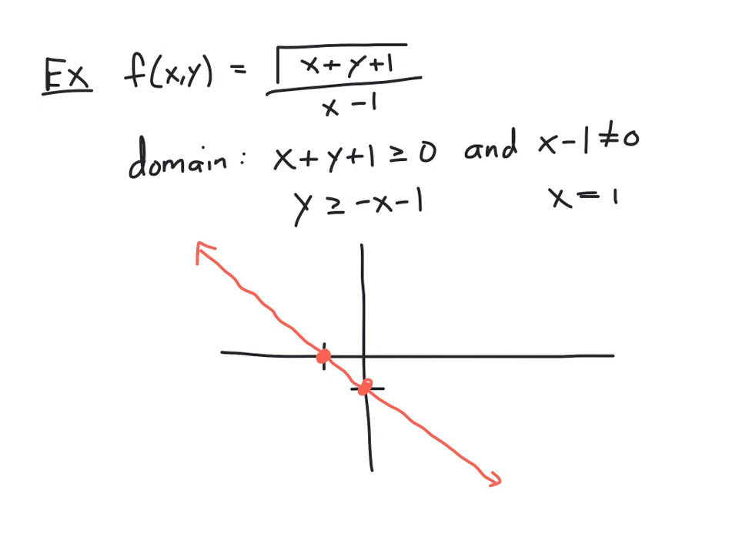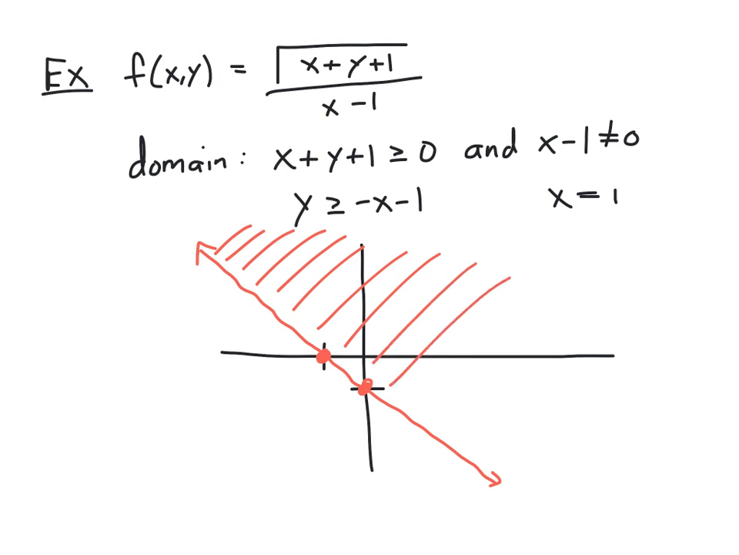And we want the values where y is greater than or equal to negative x minus 1. So we want the points on that line and everything above that line. Now, that's just the inequality. Remember over here we want x to not equal 1. I'm sorry, that should be x not equal to 1. Not x equal to 1. But we want x to not equal 1.